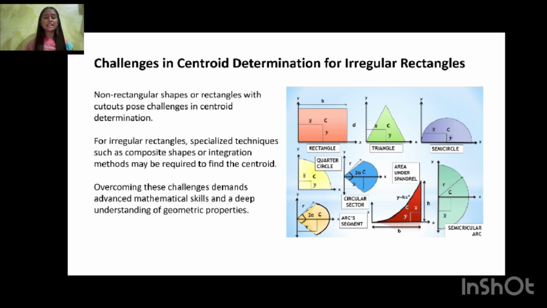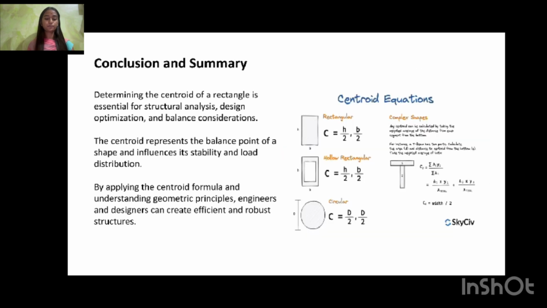Next, let us discuss challenges in centroid determination for irregular rectangles. Non-rectangular shapes or irregular rectangles pose challenges in centroid determination. For irregular rectangles, specialized techniques such as composite shapes or integration methods may be required to find the centroid. Overcoming these challenges demands advanced mathematical skills and a deep understanding of geometrical properties. The same diagram is repeated again.